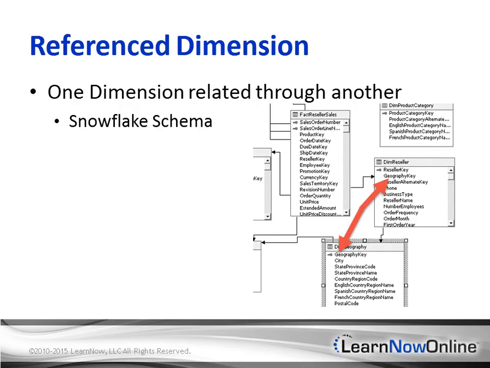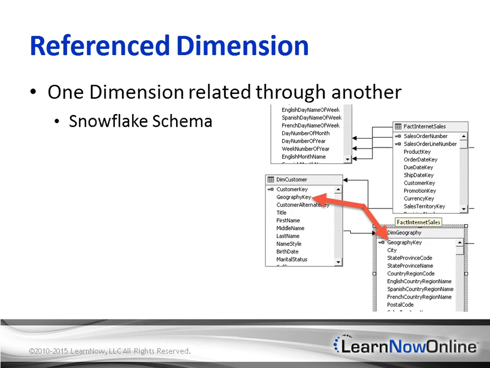The reference dimension is related to a fact table through another dimension table in the cube. This occurs when the schema was a snowflake and the dimension table was not used in the related dimension. This example shows the geography table related to fact reseller sales through the reseller dimension by geography key.